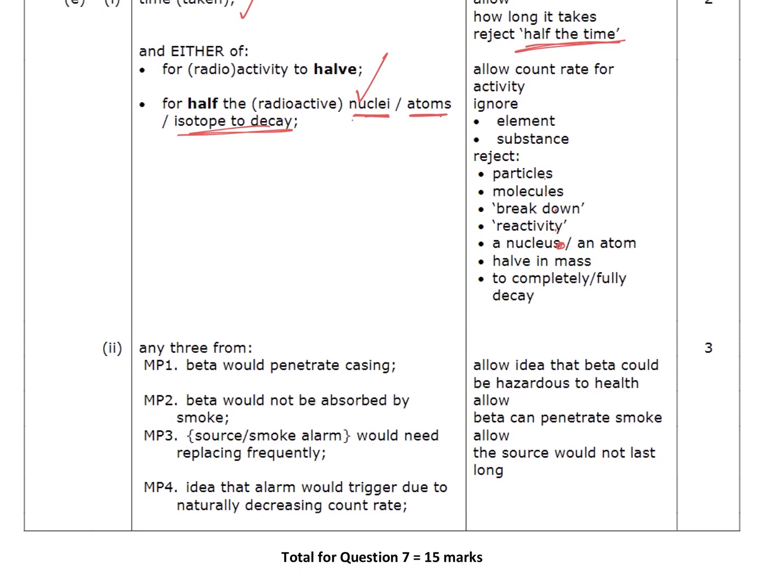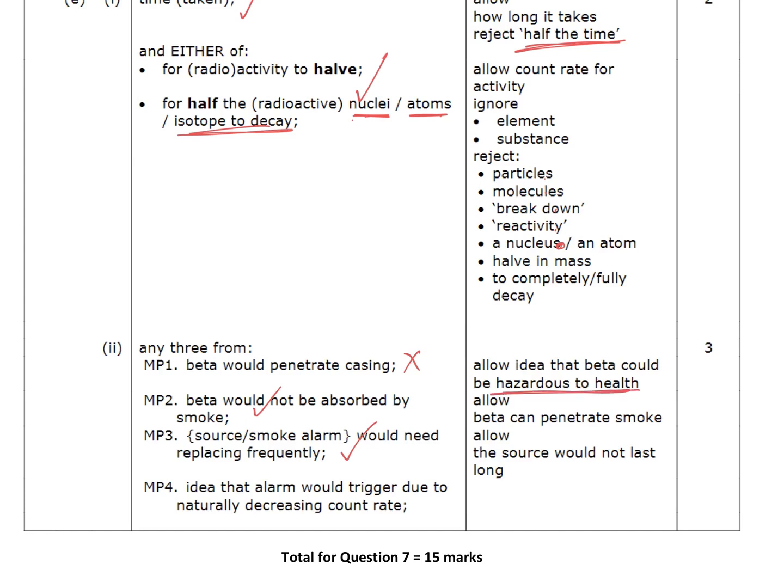Okay, now there were 3 marks in the last one. I wondered whether I got all 3 marks. I wondered whether I'd written enough for 3 marks, but let's see whether it would. Beta would penetrate the casing. That's the one I didn't get. I did say that the beta would be pulled by the smoke, and also I said that you'd need to replace it frequently. But what I didn't say was the beta would penetrate the casing, which is a health hazard.